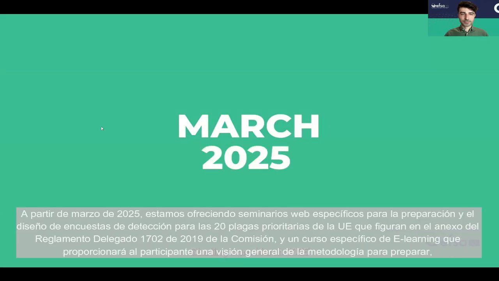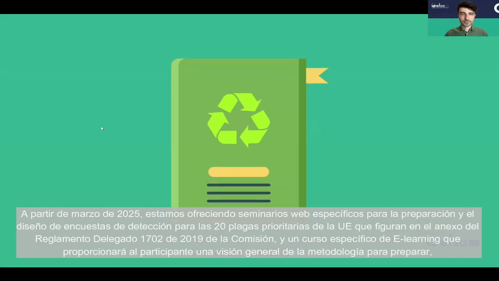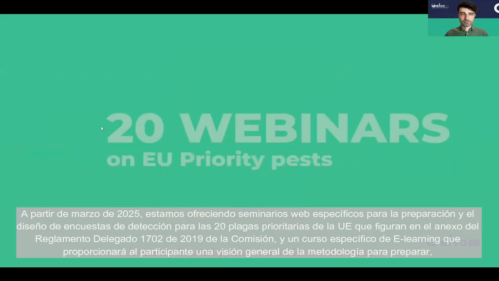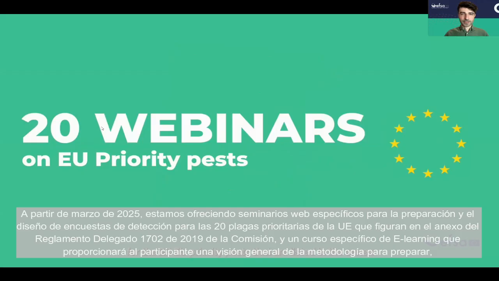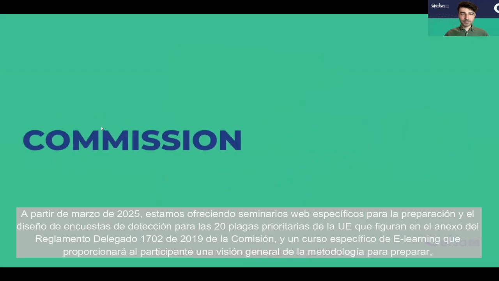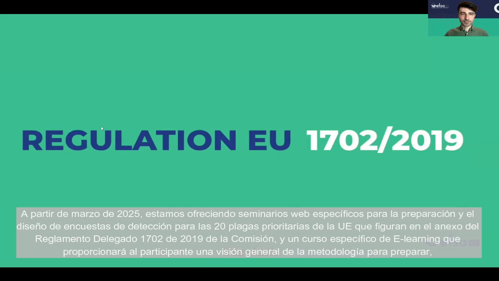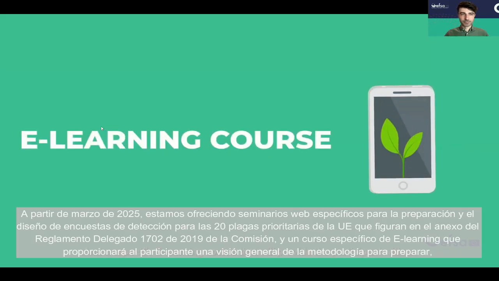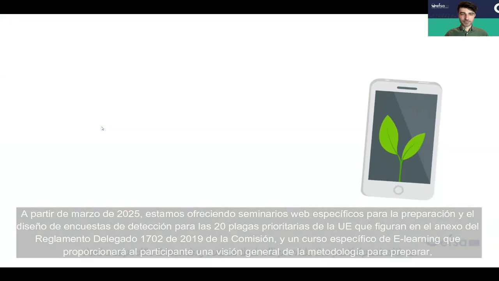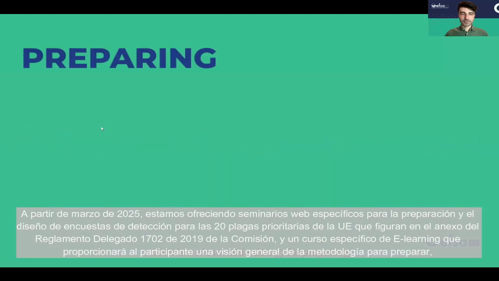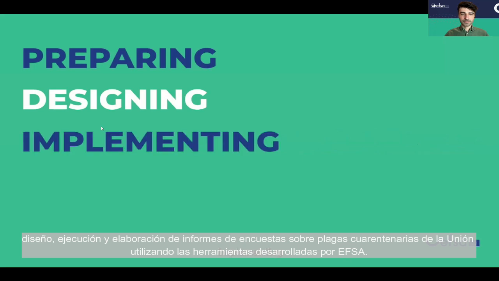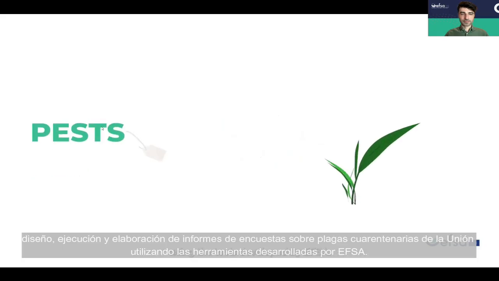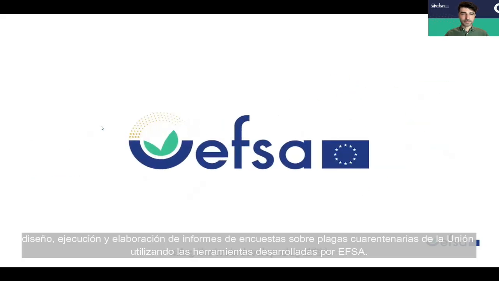Starting from March 2025, we are providing specific webinars for the preparation and design of detection surveys for the 20 EU priority pests that are listed in the annex of the Commission Delegated Regulation 1702 of 2019, and a specific e-learning course that will provide the participant with an overview of the methodology for preparing, designing, implementing, and reporting of surveys of Union quarantine pests using the tools developed by EFSA.